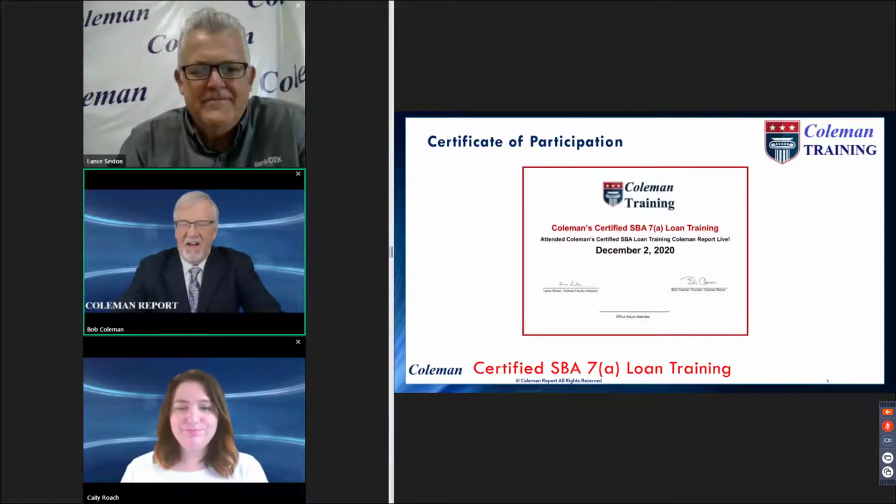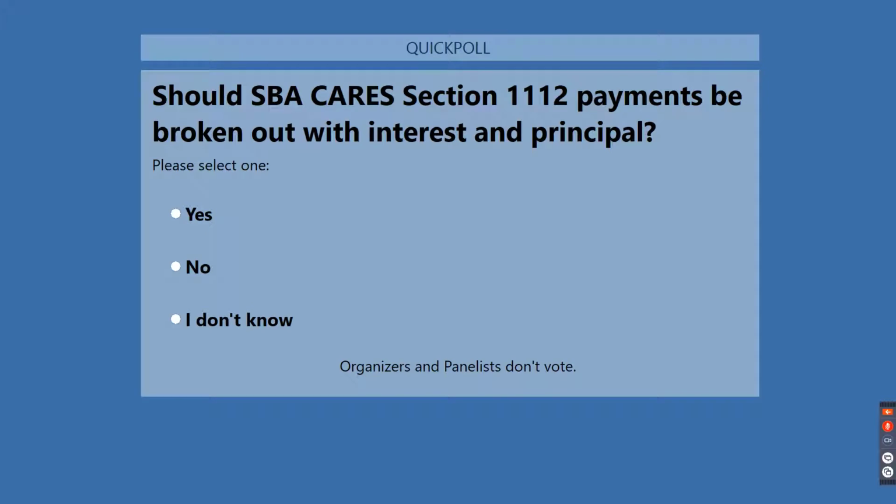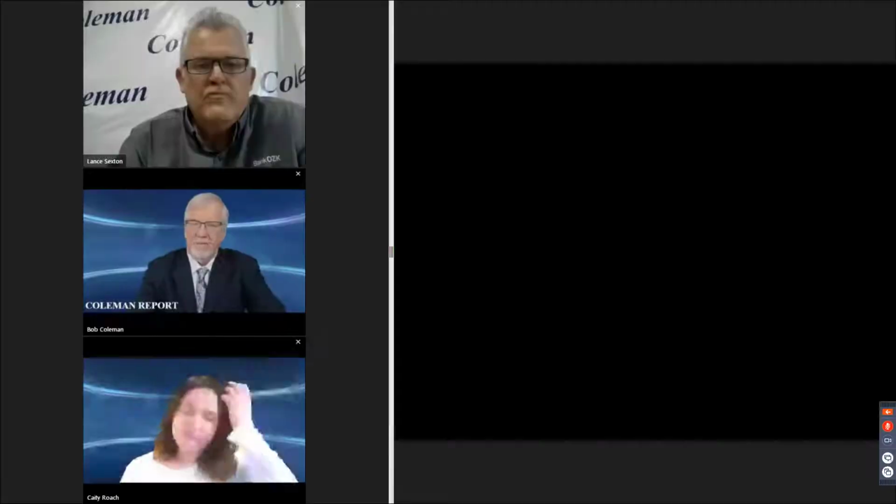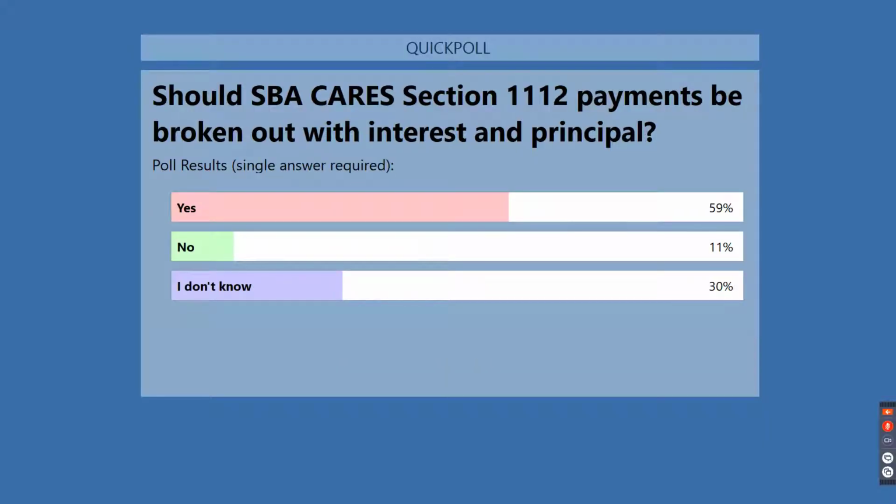So let's get into the content. Should SBA CARES Act Section 1112 payments be broken out with interest and principal? The issue here is, when we report the payments to Coleman, we're simply reporting the gross amount of the loan. Katie, why is this an issue?